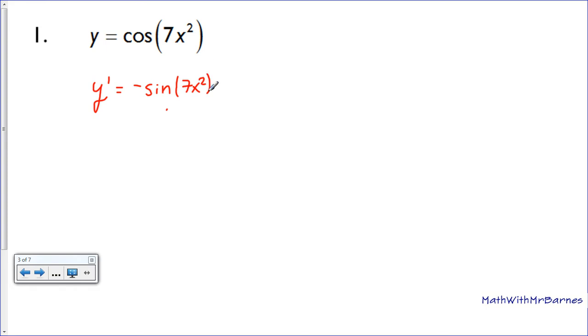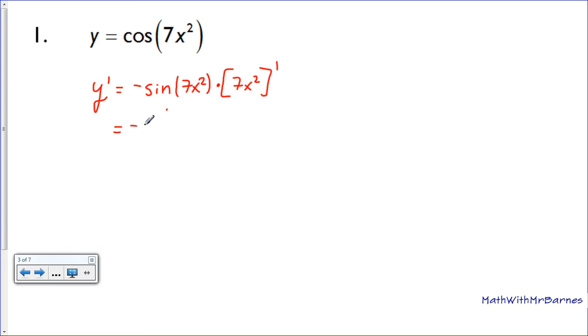So what's on the inside is 7x squared. So I just simply rewrite it. And then I need to remember that because there's not an x here, there's something other than x, I need to take the derivative of that something on the inside. So my students like to write it out, that something prime. The reason why they like to do this is because sometimes that something is extremely complicated and they want to take it step by step.